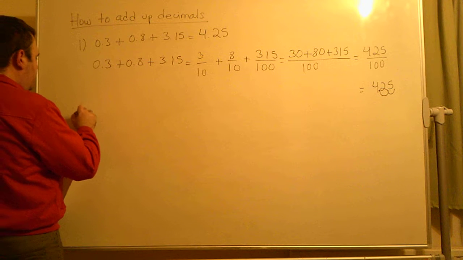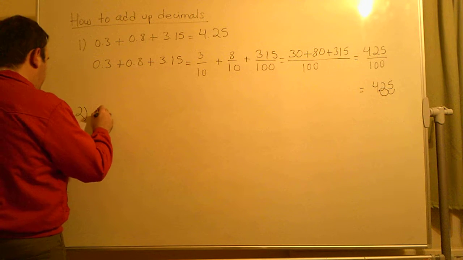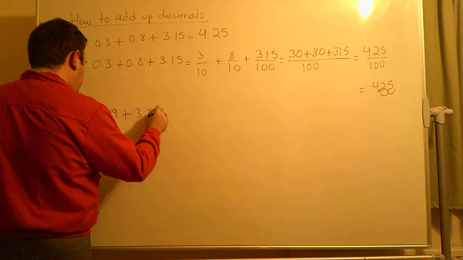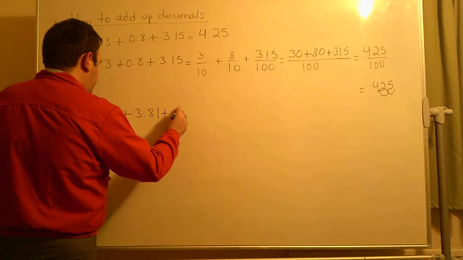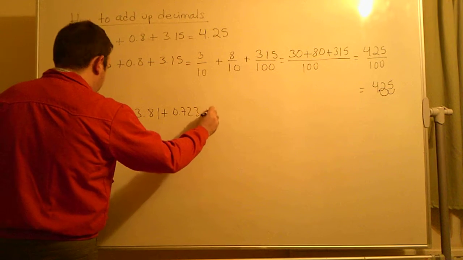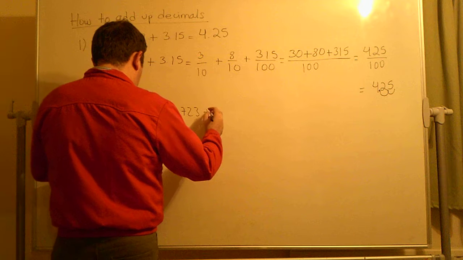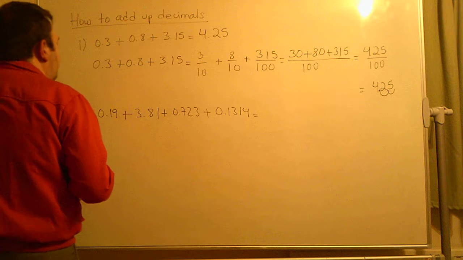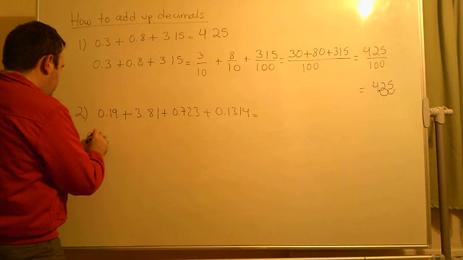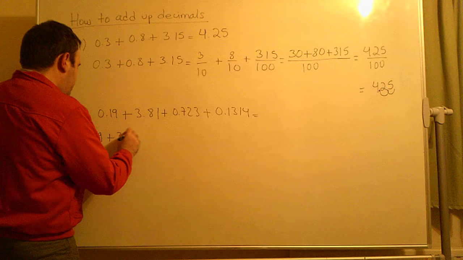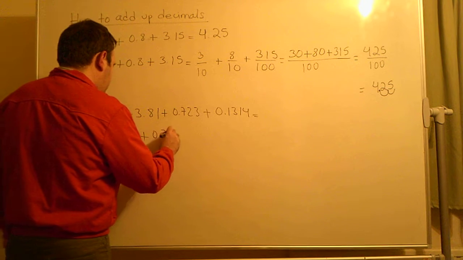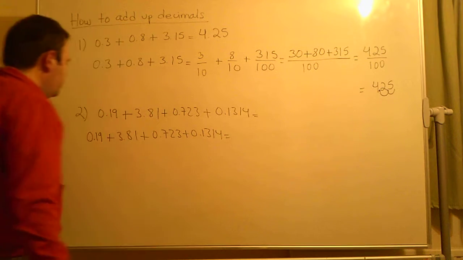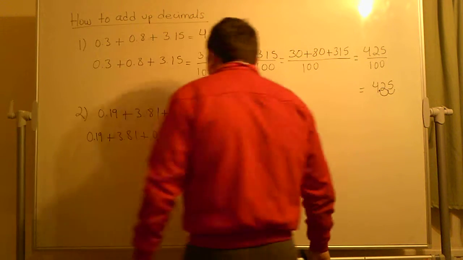And another example, this would be 0.19 plus 3.81 plus 0.723 plus 0.134. So again, we're going to take all these numbers and we're going to turn them into decimal fractions.